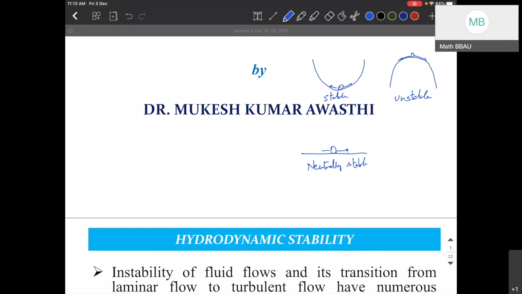And one more we can say: if we have some object here and we use some disturbance or force on it, then if it goes here, it may go somewhere else, or if it is not going there, it will regain its original position. So this is basically conditionally stable. So you can understand the difference between stability, instability, then the neutrally stable and the conditionally stable.